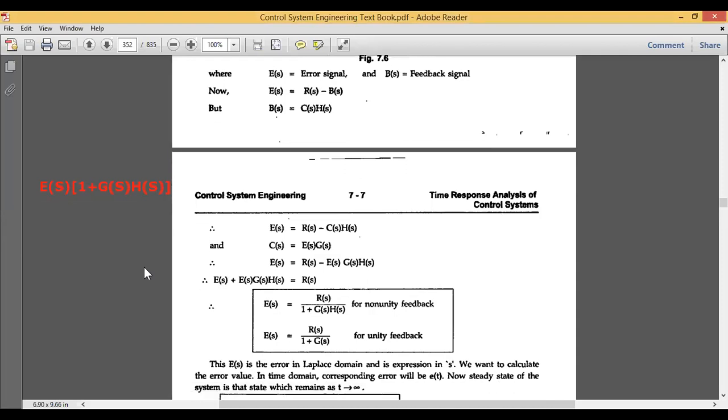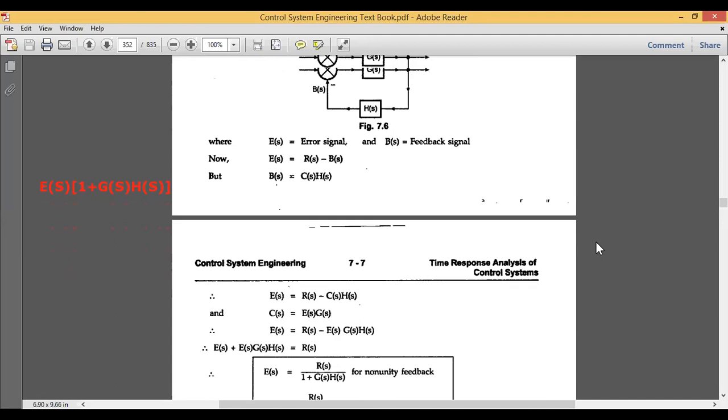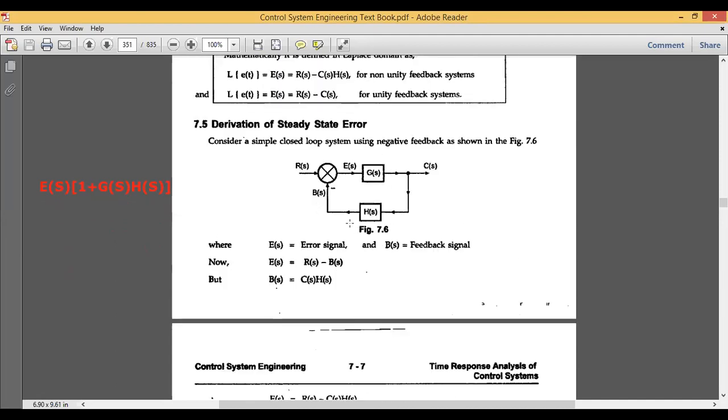So the error signal is given by E(s) = R(s) divided by 1 plus G(s) multiplied by H(s) for a non-unity feedback. It is called non-unity because in this particular diagram we have a feedback represented by the H(s) block. So if I want to make my system a unity feedback, then I will just remove this H(s) and simply connect one normal line.